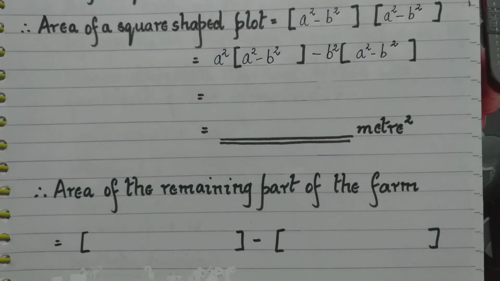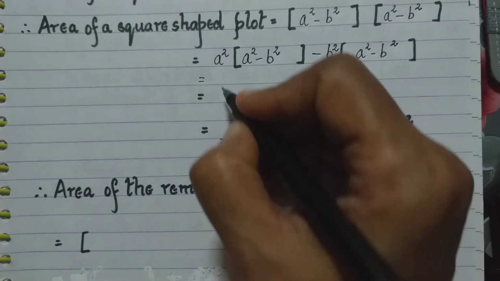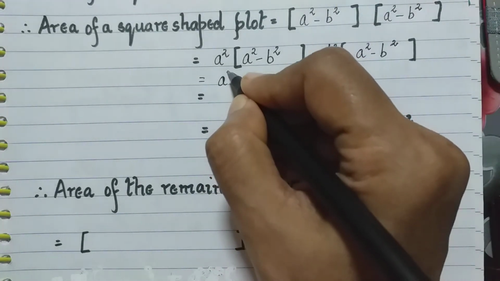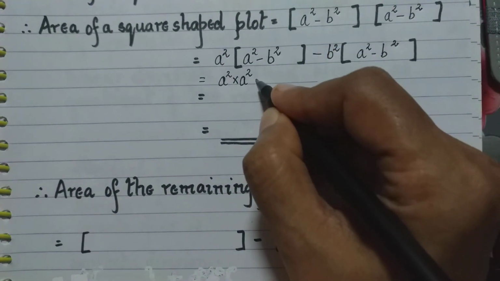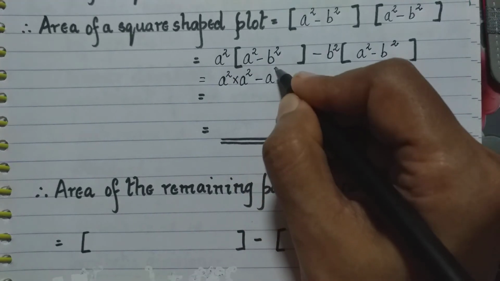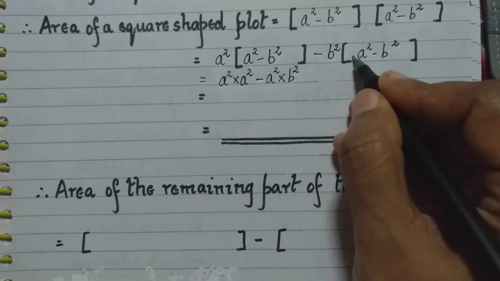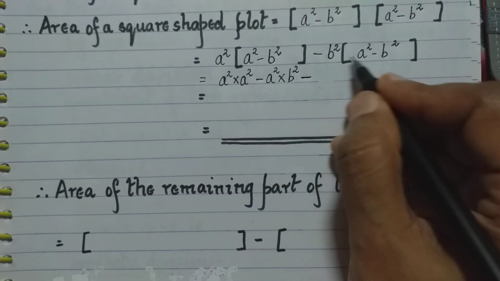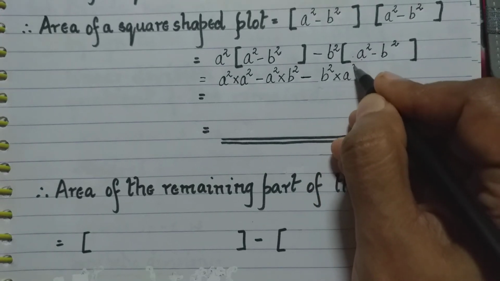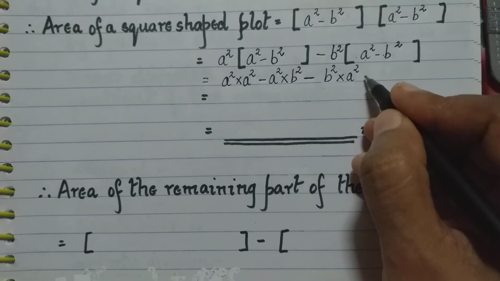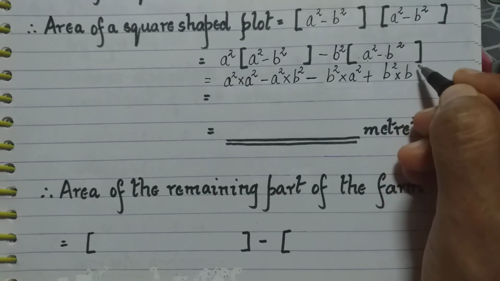Now what happens in the next step? While we multiply, a square into a square is a square into a square, we write. Then we have the minus sign, a square into b square. Then minus into plus is minus, we have b square into a square. And minus into minus is plus b square into b square.